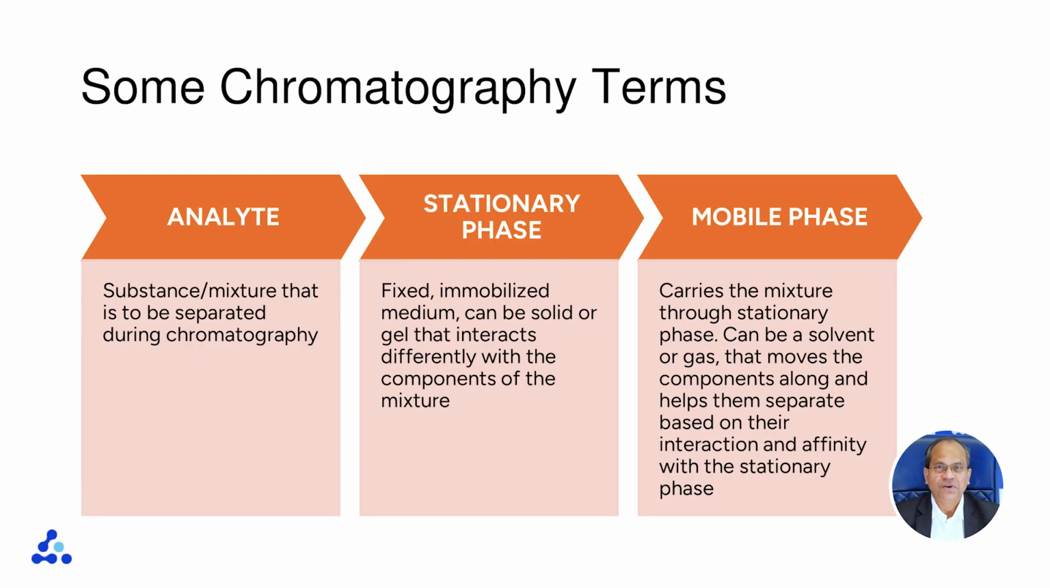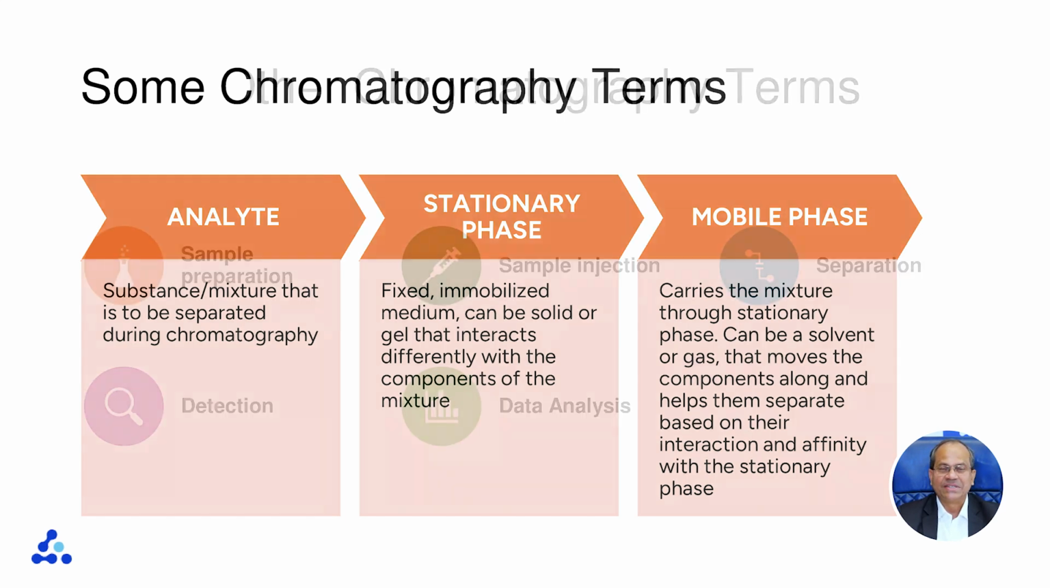Second is the stationary phase, which is a fixed and immobilized medium that can be a solid or a gel that interacts differently with the components of the mixture. Another important term is mobile phase, which carries the mixture through the stationary phase. It can be a liquid or a gas which moves the components along and helps them separate based on their affinities and interaction with the stationary phase.